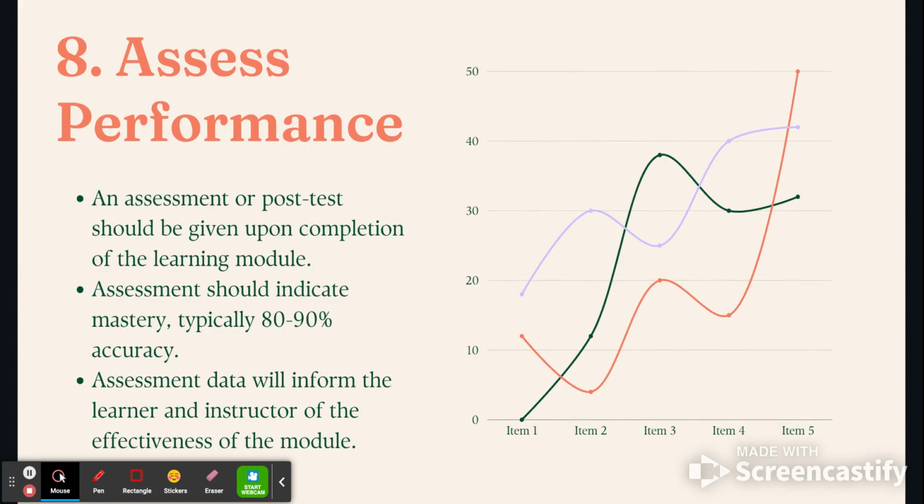Once the learner has completed the learning module, an assessment or post-test should be given to measure the new skill or concept that's taught. The post-test should measure the specific learning objectives set at the beginning of the module. Post-tests should indicate mastery of the learning objective, which are typically indicated with an 80 to 90% accuracy rate. Data collected from assessments will inform the learner and the instructor about the effectiveness of the learning module.